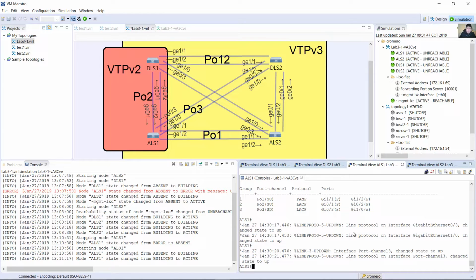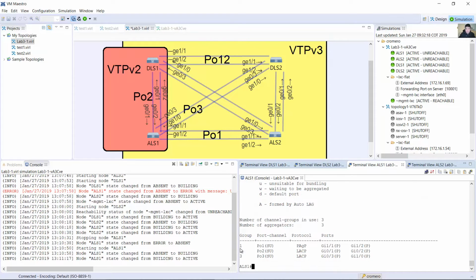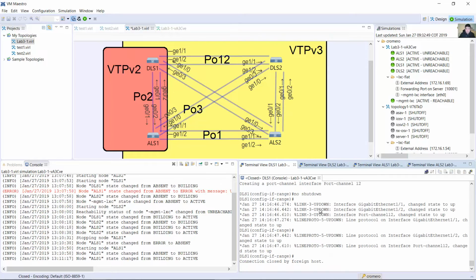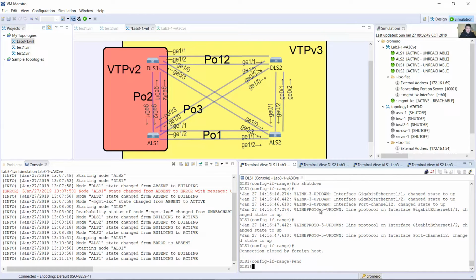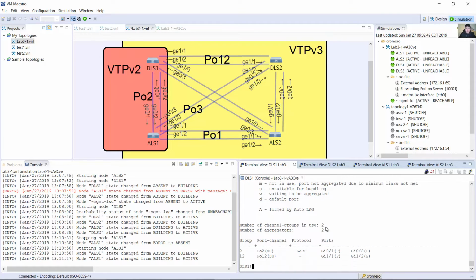Verify on ALS1, show EtherChannel summary. 3 port channels, layer 2 in use, LACP, uppercase P for bundle in a port channel. Okay, the 3 interfaces are very well configured. Okay, now verify DLS1 and EtherChannel summary. Okay, port channel 2, the connection to ALS1, uses LACP, very well configured.